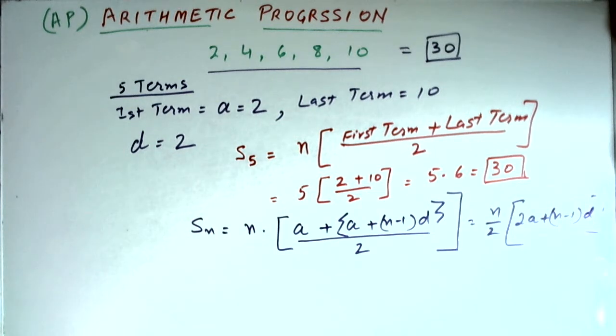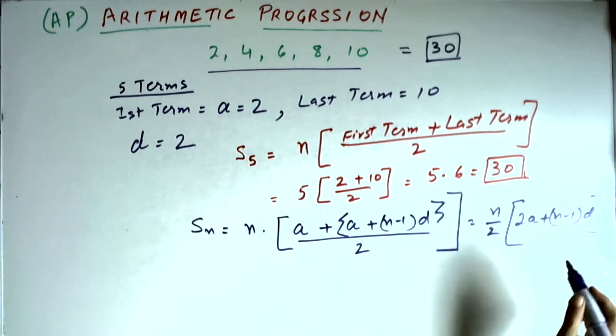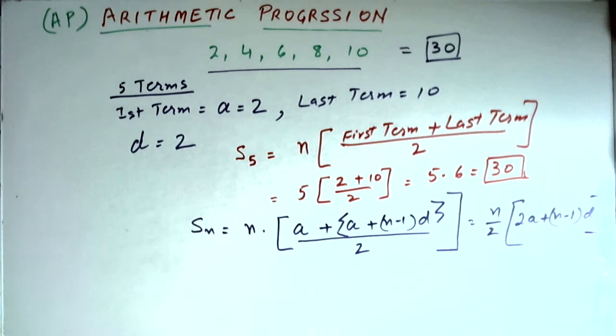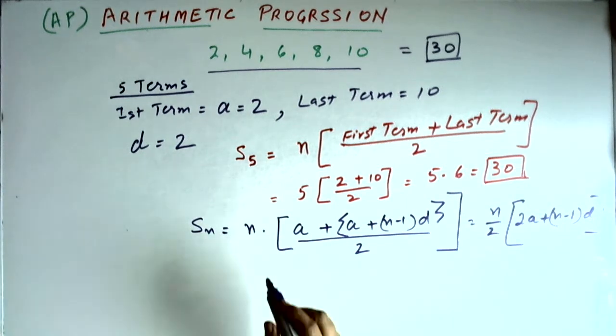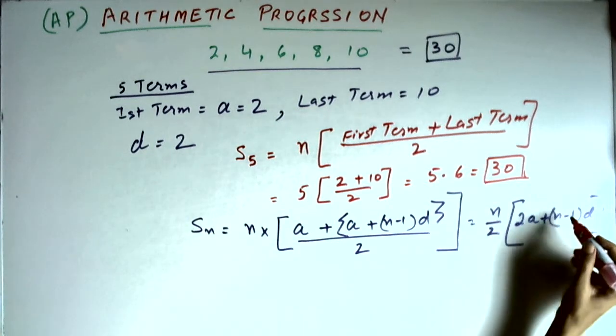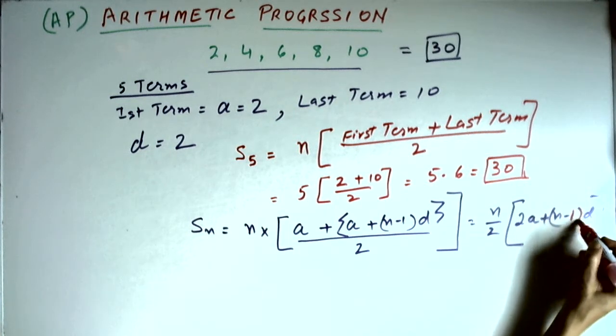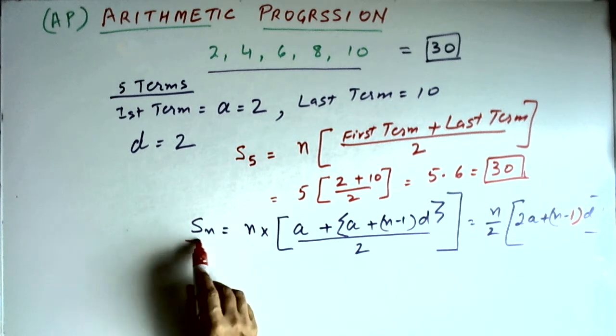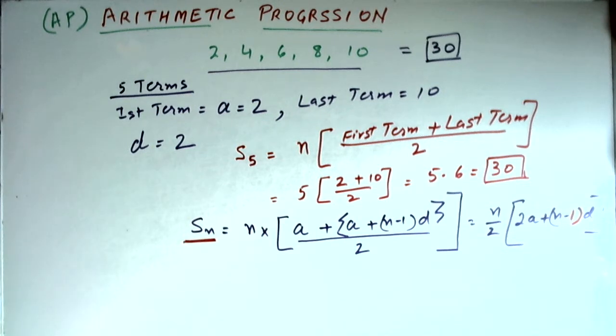But I think the more important thing you need to remember is that this is a multiplication sign, and you need to remember n minus 1 into d. So the sum of n terms of an arithmetic progression is given by this formula.